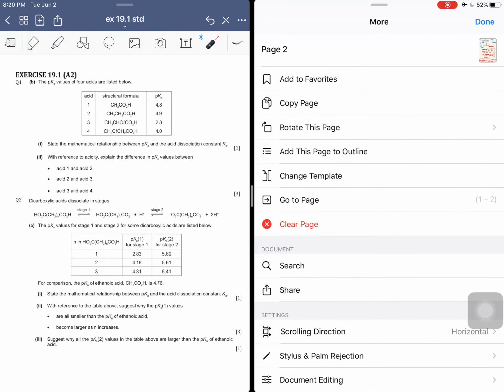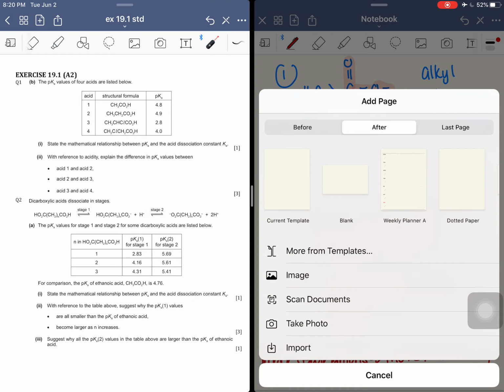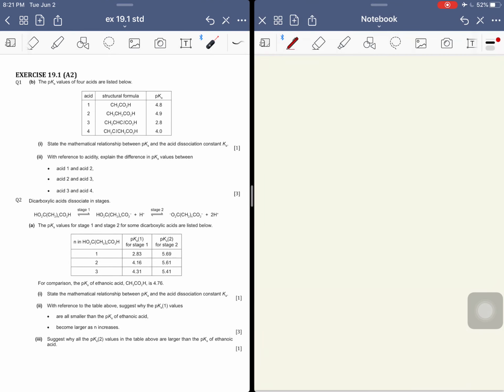How do I add a page to this? There we go. Okay, acid 2 and acid 3. Again, same thing. I know we're talking about acid 2 and acid 3, but I want to talk about the stability of the anion, so I will draw its carboxylate ion. Okay, so for acid 2, I'll use blue pen. I have the same. Okay, so you can imagine there's a hydrogen there, but I'm not going to draw it. You can draw it. Of course, there's no problem if you want to draw it.